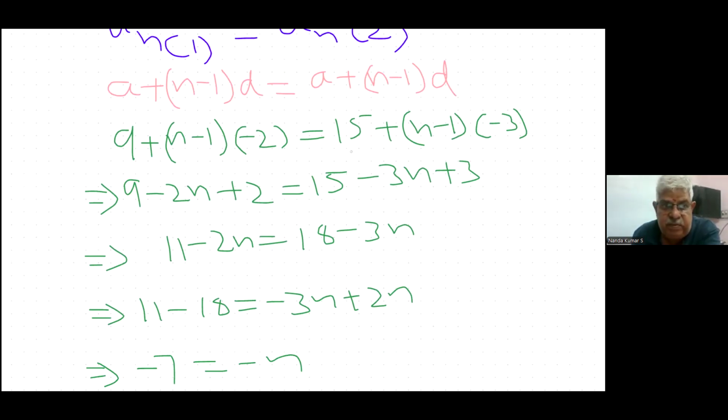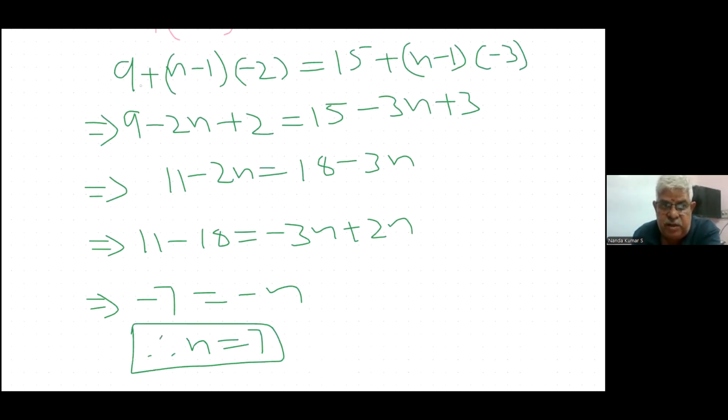Once you have identified this, remove the brackets here. 9 plus, into minus is minus 2n, minus into minus is plus 2, equals 15, minus into plus is minus 3n, minus into minus is plus 3, which I have taken. Now 9 plus 2 gives you 11, 15 plus 3 gives you 18, and the remaining I have written the same.